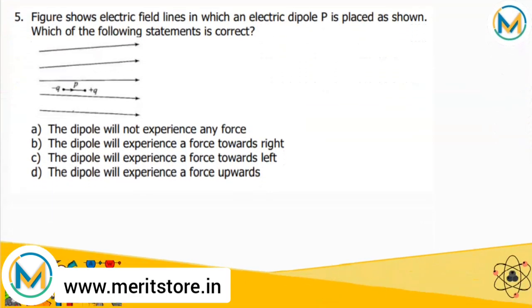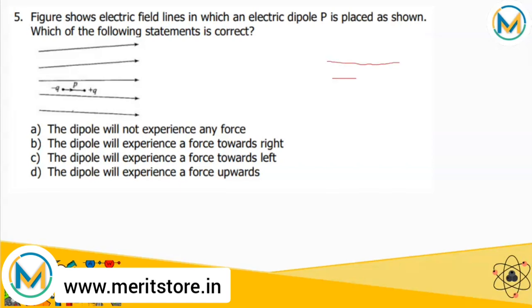This figure shows electric field lines in which an electric dipole P is placed as shown. Which of the following statements is correct? Now, if the lines of force are equidistant and exactly parallel to each other, like this, the field is uniform, and if either the lines of force are not equidistant or not straight or both, the field will be non-uniform, like here in this case.